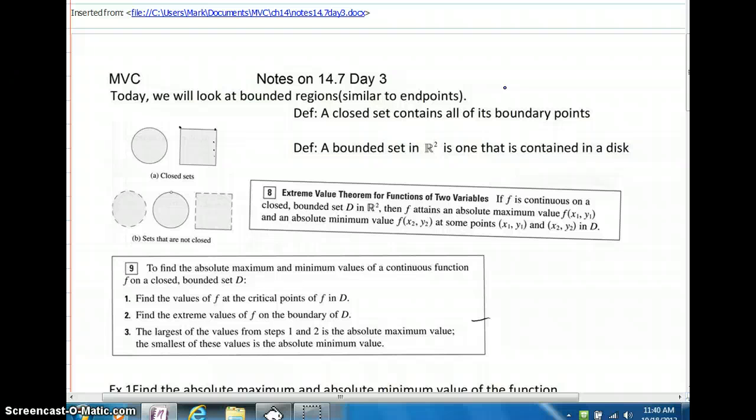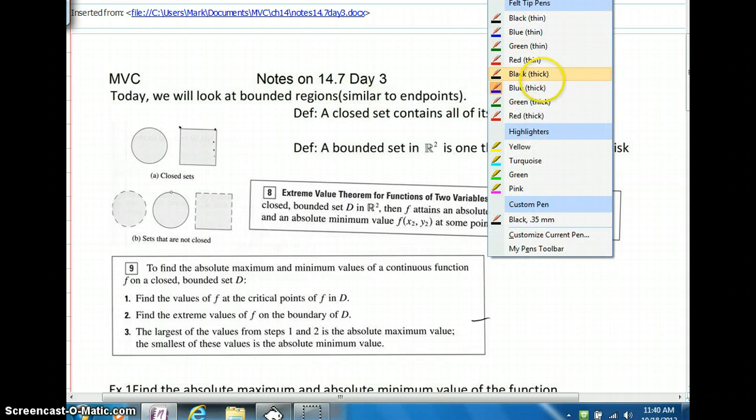The problem is, when we're dealing with functions of two variables, you can see very quickly that we won't just have one interval. We can have regions. And today we're going to look at bounded regions, very similar to what we did with endpoints.